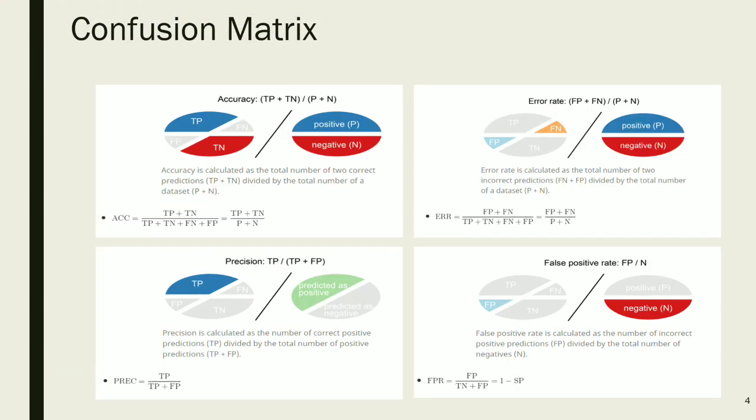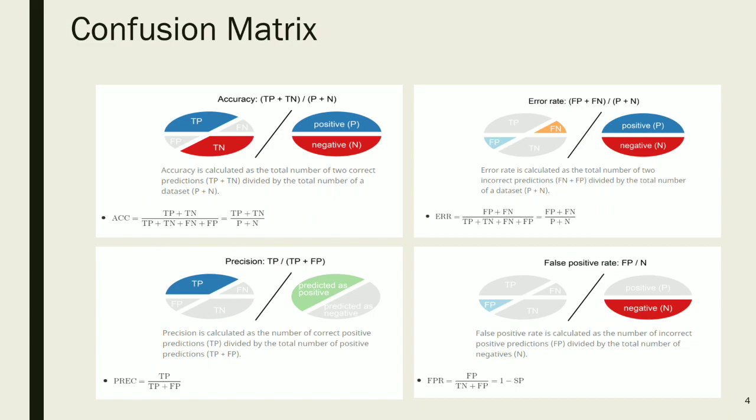Accuracy. See, accuracy means correct divided by total. And what were the correct things? True positives and true negatives. These were the accurate things that you have predicted, divided by the total number of events, that is true positive plus true negative plus false negative plus false positive. Simple. This is my accuracy.